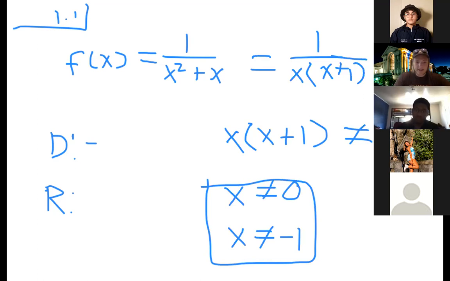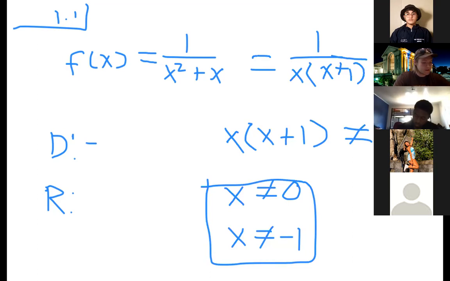I have a raised hand. Yes. Is there a question? Yeah, how did you get to that point? Sorry, I kind of blanked out. You went from x in parentheses x plus 1 does not equal 0. How did you get x does not equal 0?